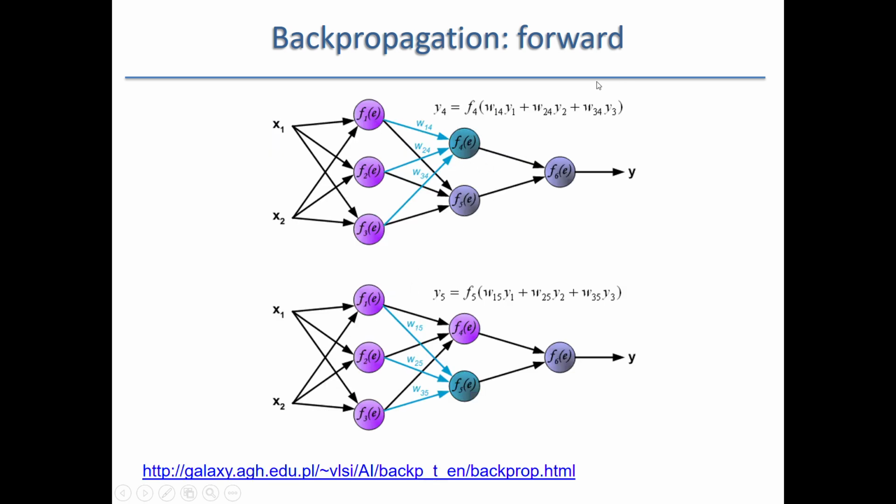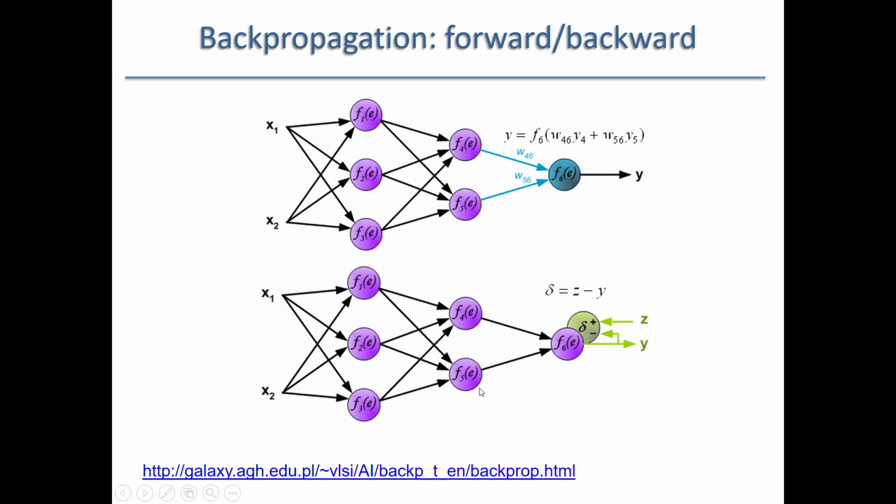It is the same structure, but now the inputs are the outputs of the first layer, and they go through these weights to compute the E. And the same for the fifth one, and the same for the sixth one. Okay, so now this is our prediction.